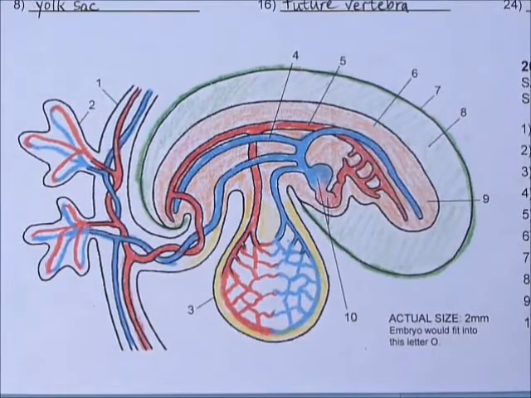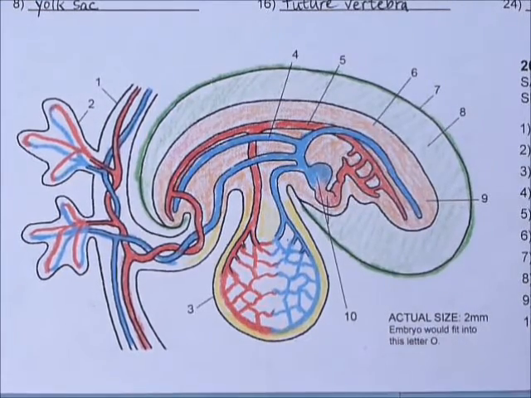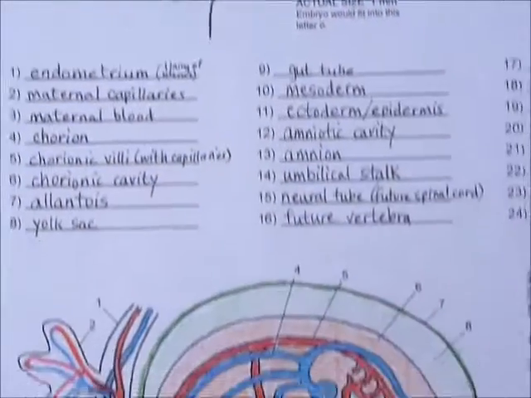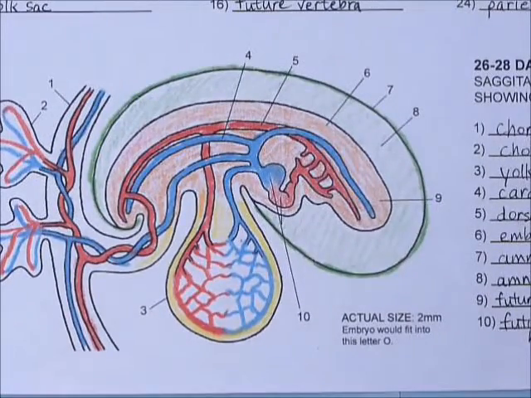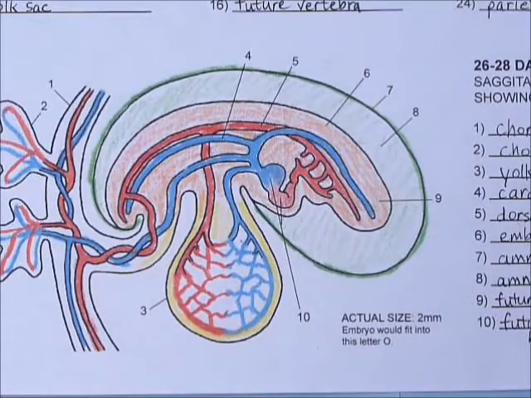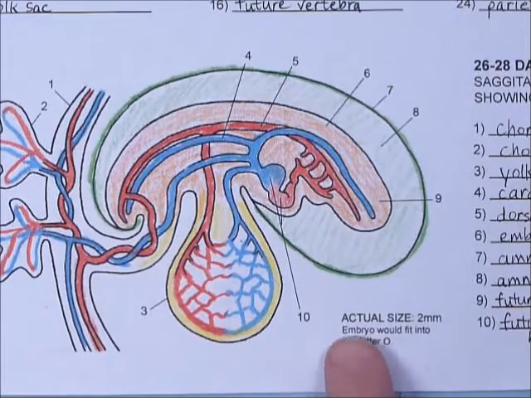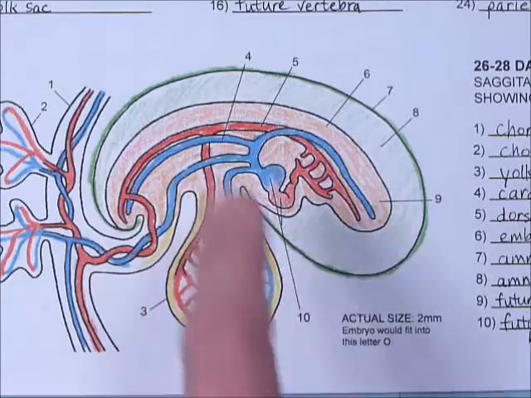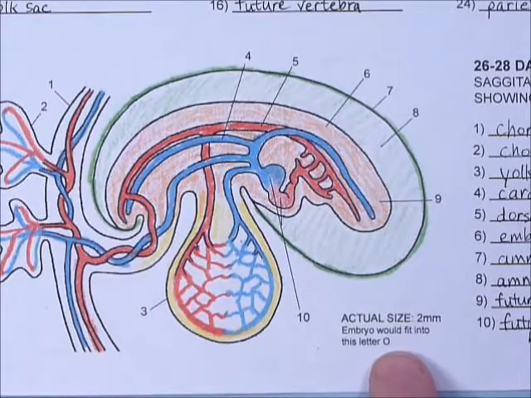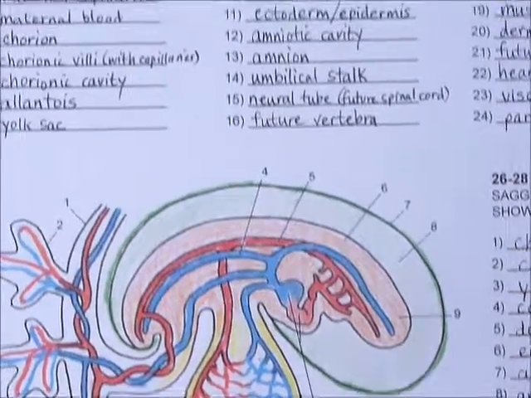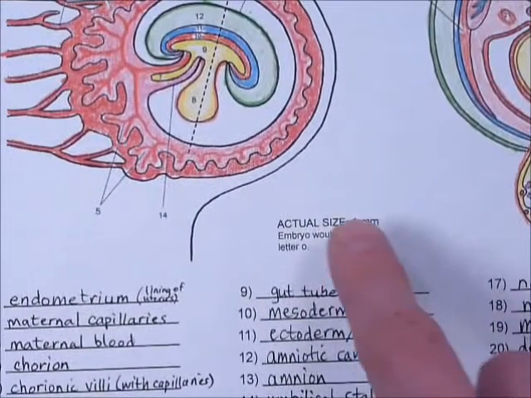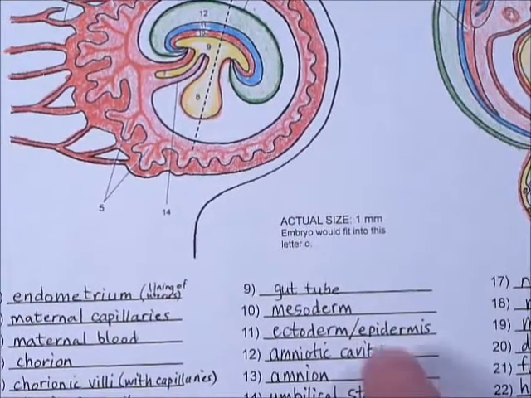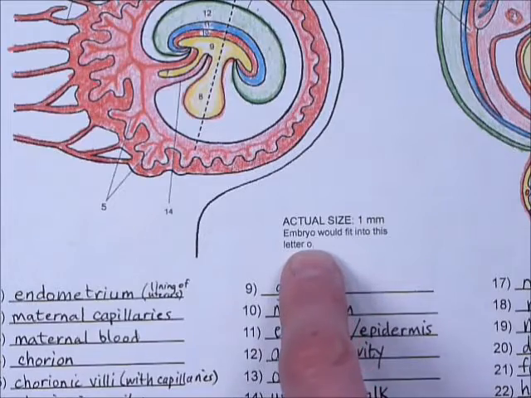And the very last thing I want to draw your attention to is a note right here, and we have one right up here also, where it says actual size. So how big is this thing that we're looking at? Obviously we've drawn it a lot larger than real life. It says actual size is 2 millimeters. The embryo, this part here, would fit into this letter O. See that tiny letter? It would easily fit into there. And up here, just half a week earlier, the size is 1 millimeter, and the embryo would fit into this letter O. That's even smaller.